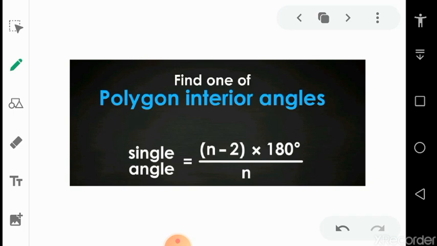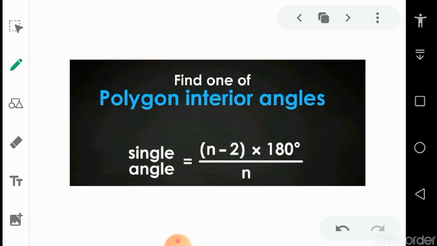If we know the number of sides in a regular polygon, then can we find the measurement of its interior angle? Yes, obviously there is a formula. You can see on the screen, single angle, meaning the value of an interior angle, equals (n minus 2) multiplied by 180, whole divided by n.